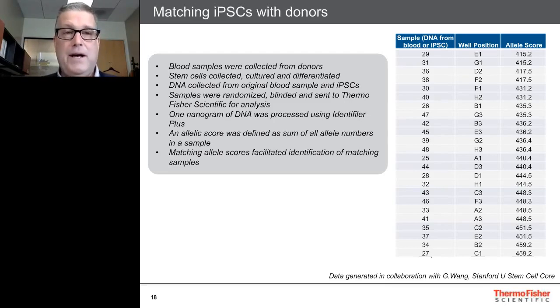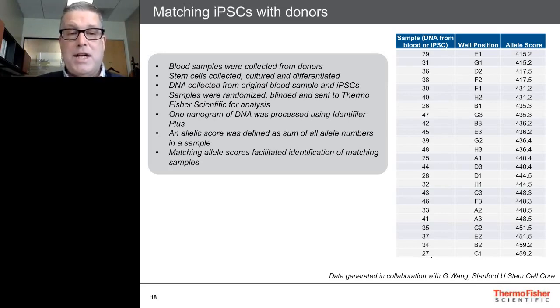Another way to look at this is by making sure that induced pluripotent stem cells match up with the donors. In this case, we collected blood samples from donors. Stem cells were collected from the blood samples. They were cultured and differentiated. And then we collected DNA from the original blood sample collection and from the induced pluripotent stem cells. We then randomized and blinded the stem cells, and our collaborator sent them to me for analysis. I took 1 nanogram of the DNA and analyzed them using Identifiler Plus, and calculated an allelic score, which is just, in the most general case, the sum of all allelic numbers that are present in the sample.